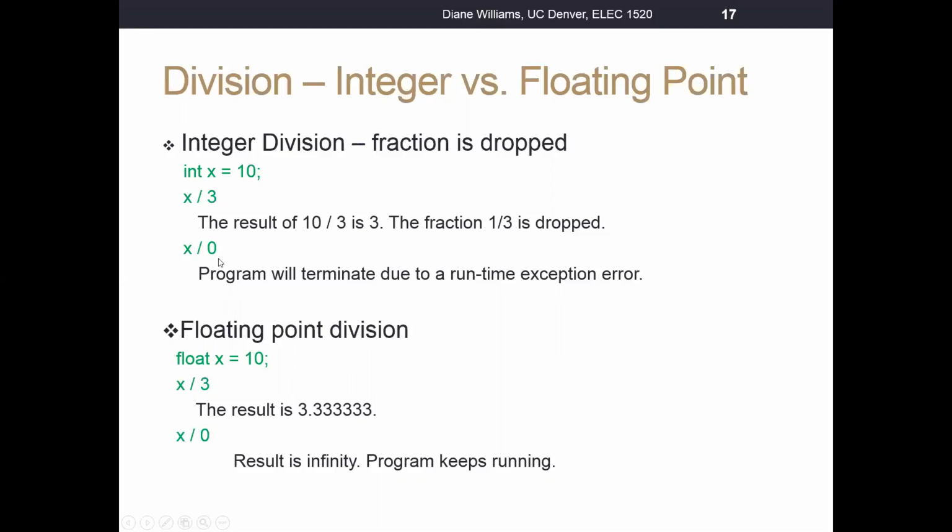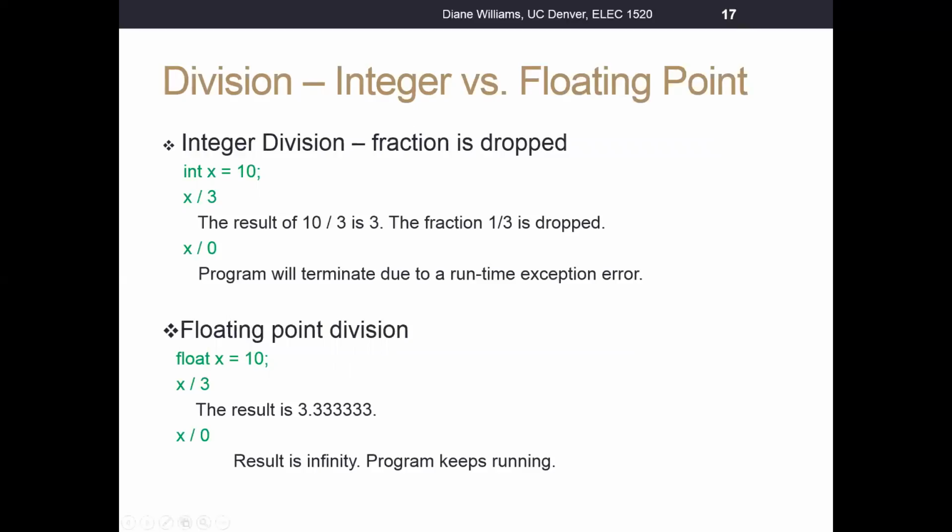Now, if you try to divide an integer by 0, you'll get a divide by 0 runtime exception, and your program will die. That works for integers. Now, floating point division, x divided by 3. Well, floating point can represent digits to the right of the decimal place. So you'll get 3.333 repeating. And with floating point division, if you happen to divide a floating point number by 0, you'll actually get infinity, and your program will keep running. So it will crash for integer division by 0, but it will keep running for floating point division.